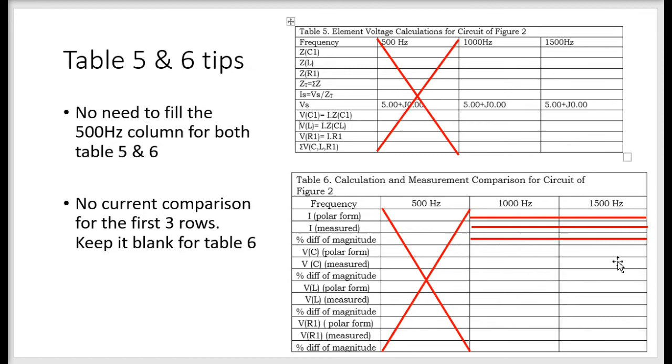Even if there is a difference, don't mind it. As long as your readings are correct, I'll give you points. So you don't have to worry about that.